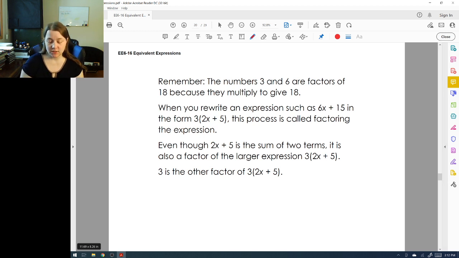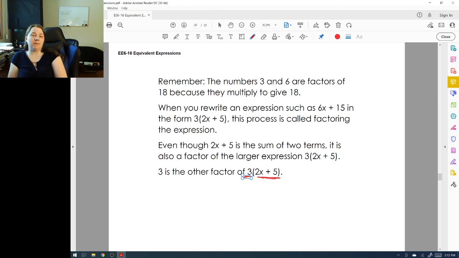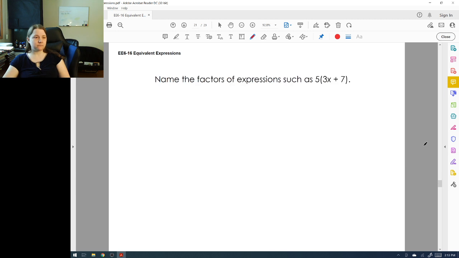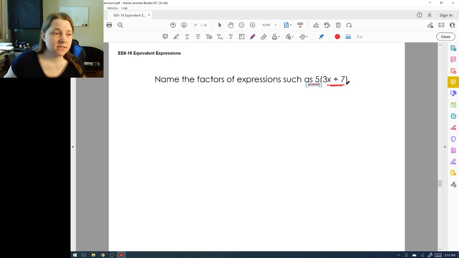So in this case, the two factors are 3 and 2x plus 5 because those are the two numbers being multiplied together. Even though 2x plus 5 is more than one number included, because it's in that parentheses, we're treating it as one number. There's an unknown in there, and the parentheses help us know that those are all together. The factors of this expression would be 5 and 3x plus 7.